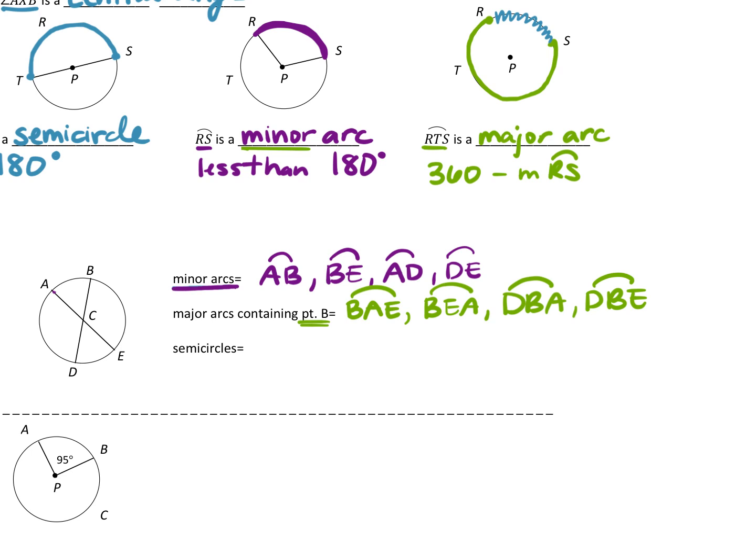So what you have to do is go BED, right? That would be this one. What would be the other one with that same diameter? BAD. There's 2 more. Do you see the other 2?